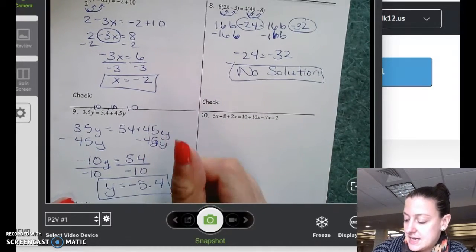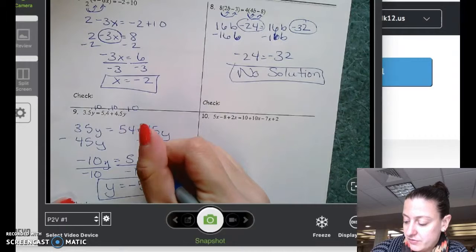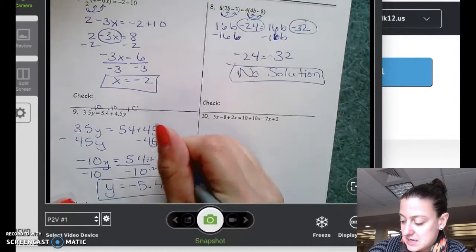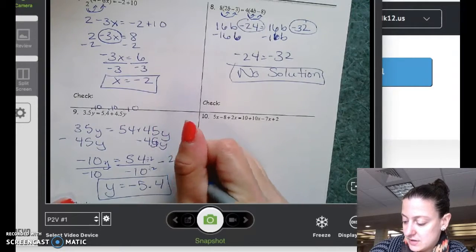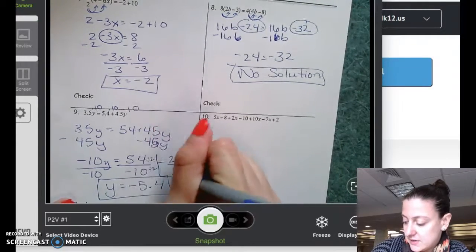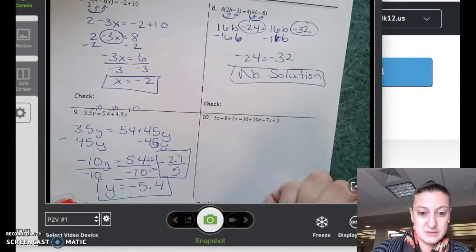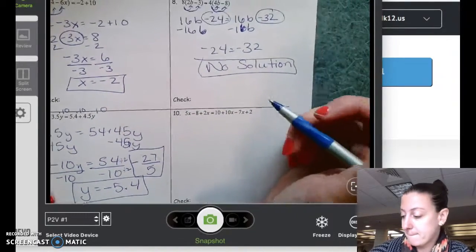If you left it as negative, you could simplify this, right? Divide by 2, divide by 2, and that's going to be negative, what, 27 over 5. That's fine too. You could have left it as that. Don't leave it as 54 over negative 10 though, because you can simplify that.